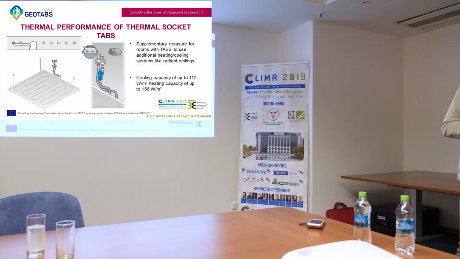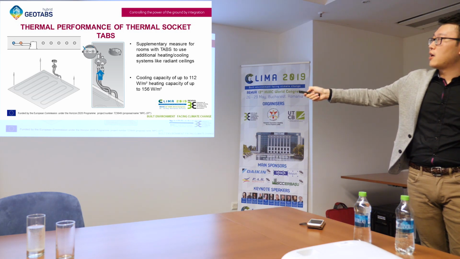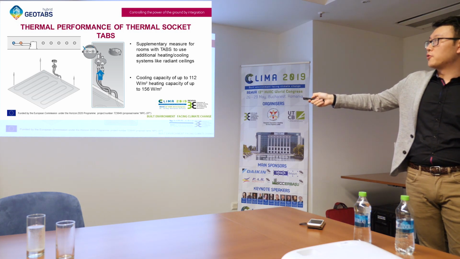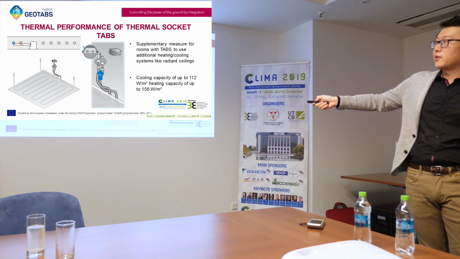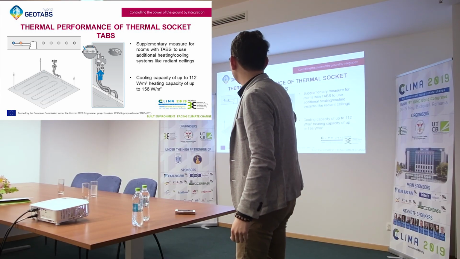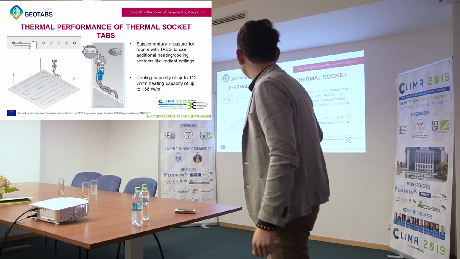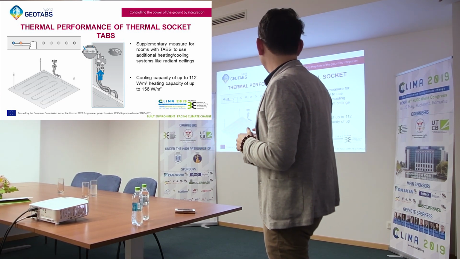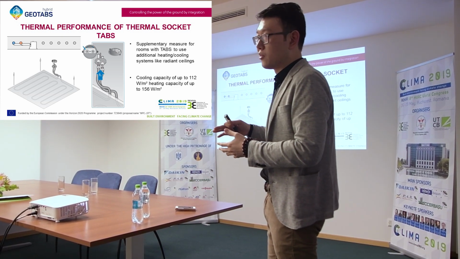So the last type of taps, we have the thermal socket taps. So how it works. If you see here, this is a taps, and we have a thermal socket. It's like your internet. You plug it, and then it can be, for instance, in this case, connected with a cooling panel. So this is suspended below the taps, and the connection is quite simple with pipes. In this way, you can have supplementary measures for cooling with taps to use additional heating or cooling system. And of course, basically you are cooling the room with two systems, taps and the cooling panels.